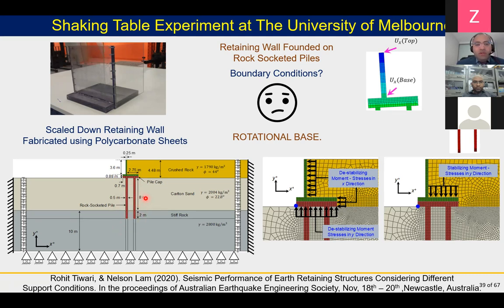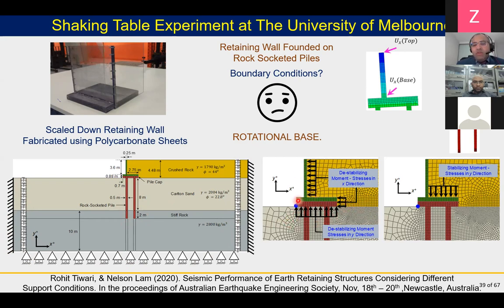So what we did, we tried to characterize our pile based on rock socketed piles and figure out the rotational stiffness in the finite element software Abaqus. These are the properties of the finite element model. The boundaries were modeled using viscous boundaries in order to minimize the reflection from the boundaries, and then we tried to find the rotation based on this and this. So this is the destabilizing moment, and this will give you the stability.